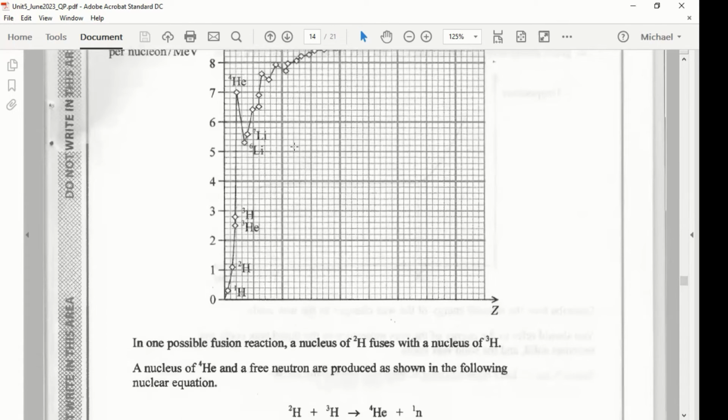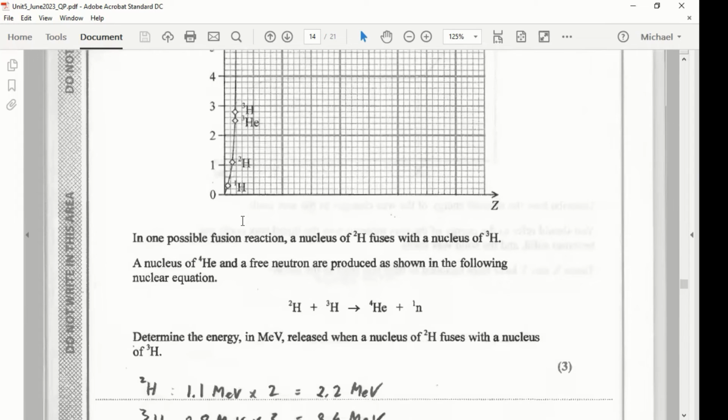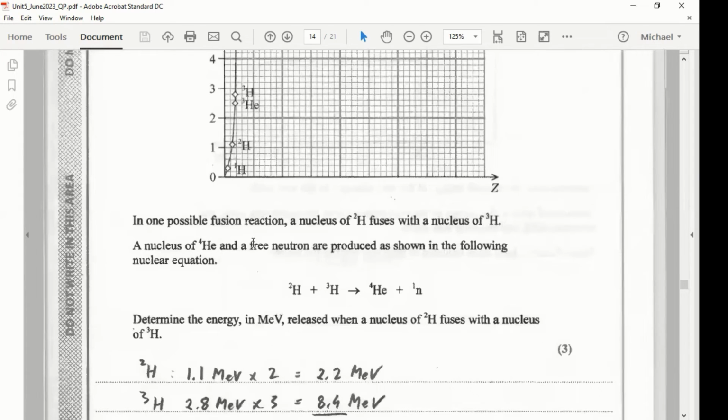In one possible fusion reaction, a nucleus of hydrogen-2, look at it up on the graph there, it's about 1.1, fuses with a nucleus of hydrogen-3. Look that up, it's about 2.8. A nucleus of hydrogen-4 and a free neutron are produced as shown in the following nuclear equation. Determine the energy in MeV released when a nucleus of hydrogen-2 fuses with a nucleus of hydrogen-3.